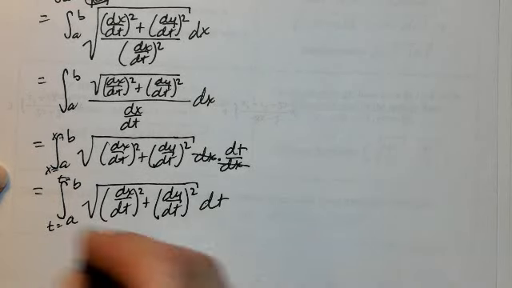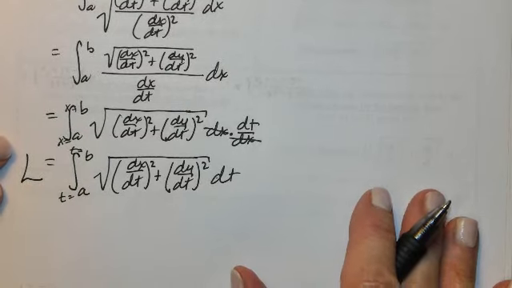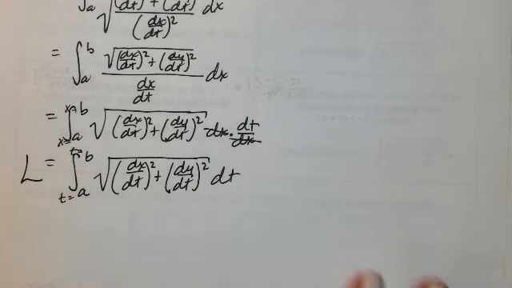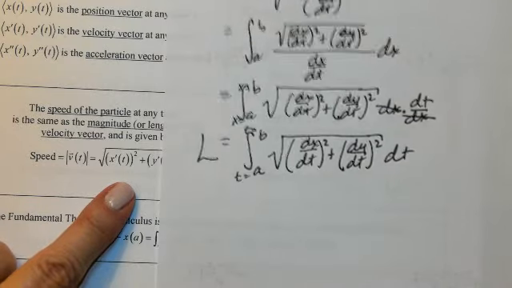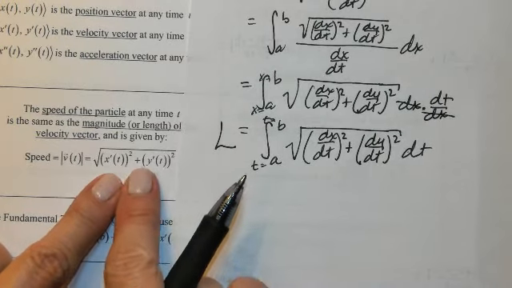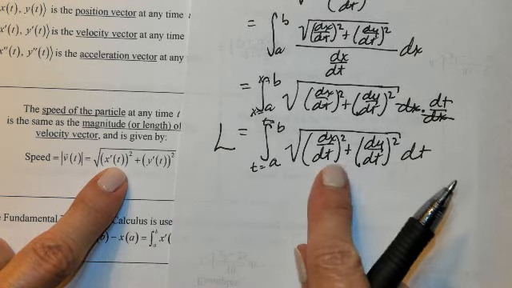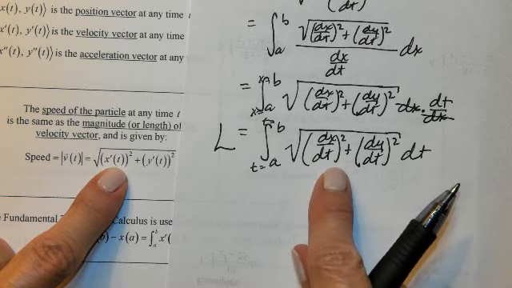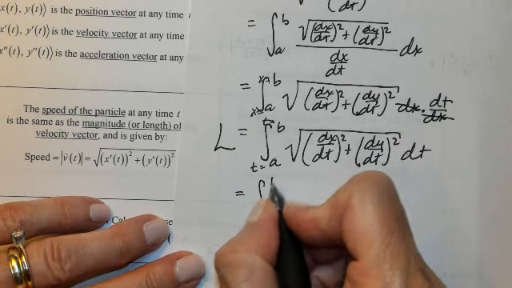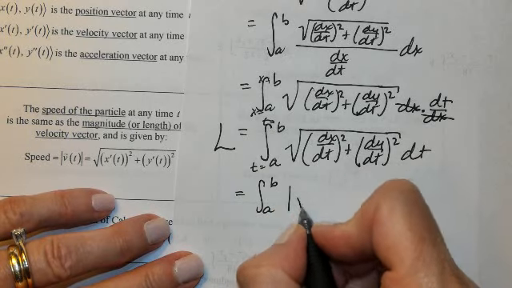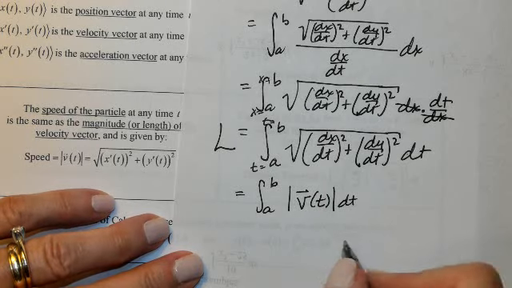Okay, so this is the length of a curve. Now looking back at our speed, look at that square root of the speed, and look at it in this square root. They're identical. So this is the integral from time a to time b of the absolute value or magnitude of the velocity, which is also speed. All right?